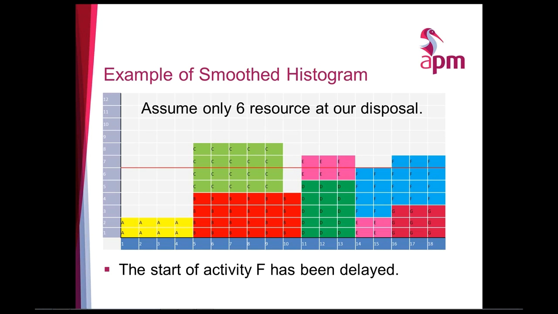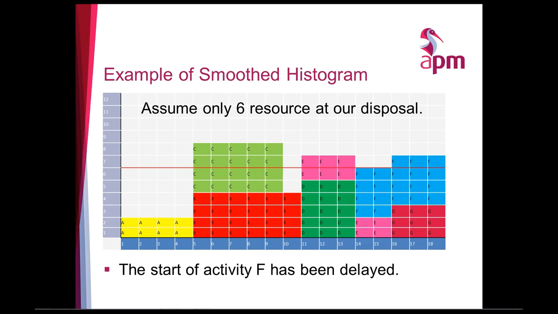So this is an example here of a smoothed histogram. Okay, so what we've done is move some of the activities about. Okay, and you can see now that it's a lot smoother, that the majority of time, you know, it peaks above 8 sometimes, but what I've set in terms of a constraint, as you like, is there was only 6 resources available at any one time. Okay, and you can see what it's done.